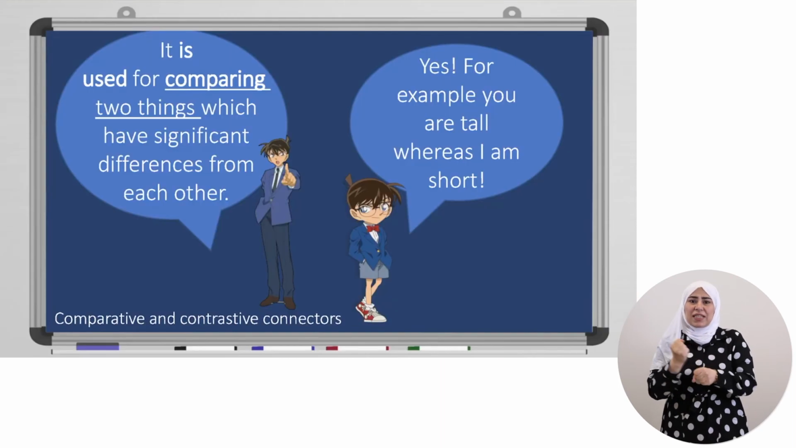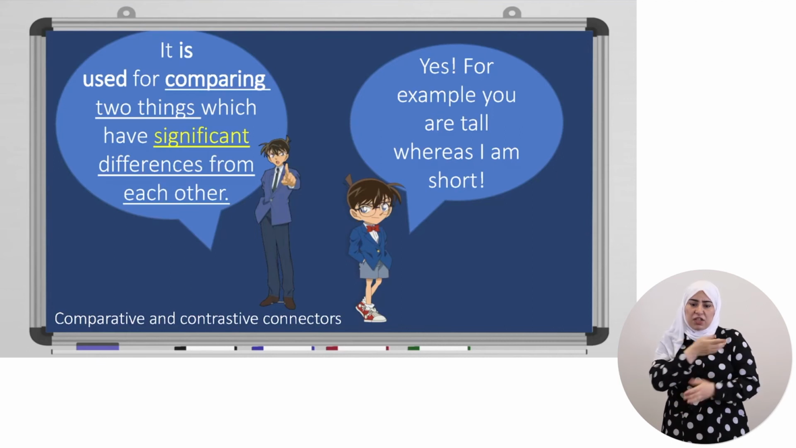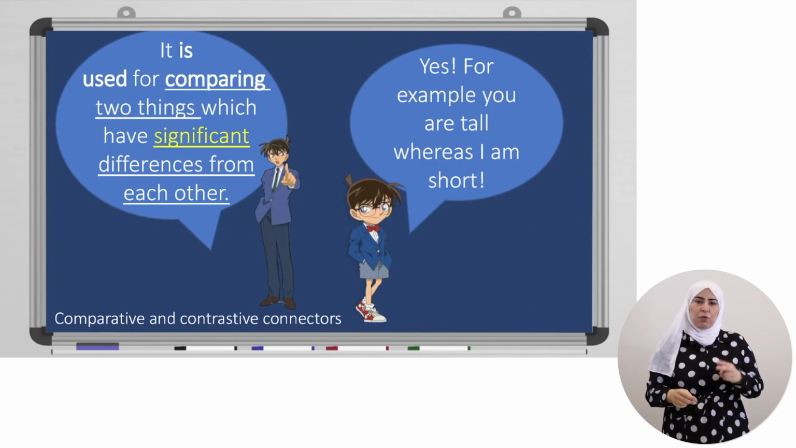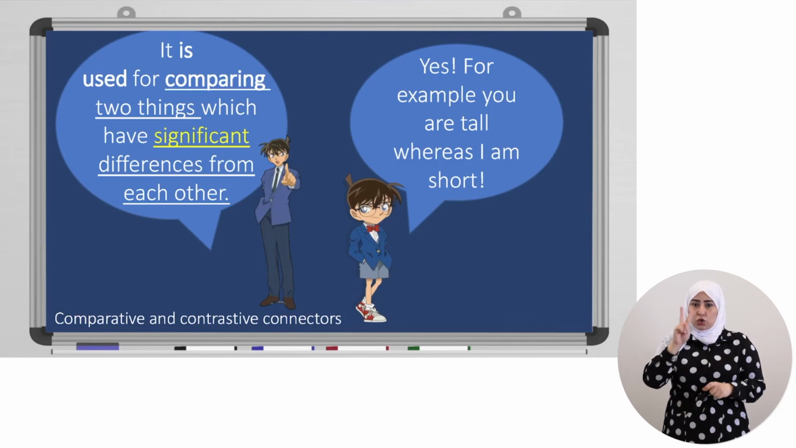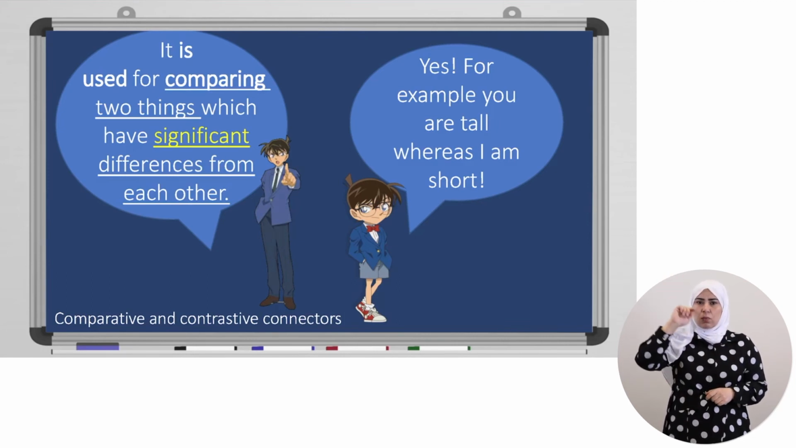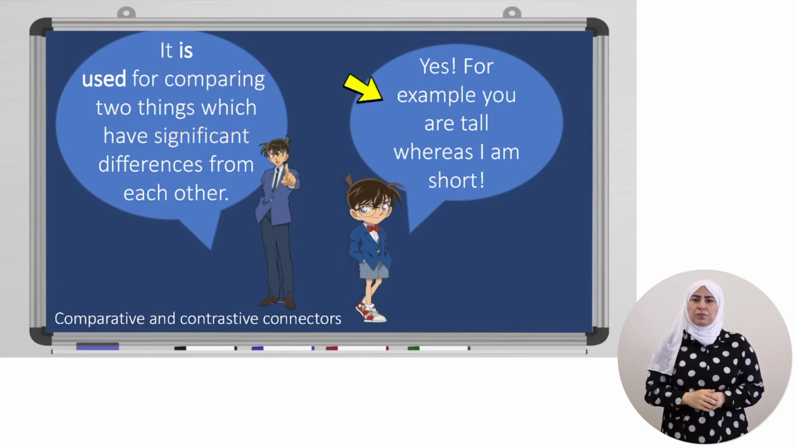What are examples of comparative connectors? Before I give you the examples, let me tell you why we use them. We use them if we're trying to compare two things that have significant differences from each other. What do I mean by significant? I mean very obvious differences. So if you're trying to compare and contrast two things, to show how they're different, then you're going to use these comparative and contrastive connectors. For example, if I'm going to compare the two boys in the picture, I'm going to say one is short, whereas the other is tall.